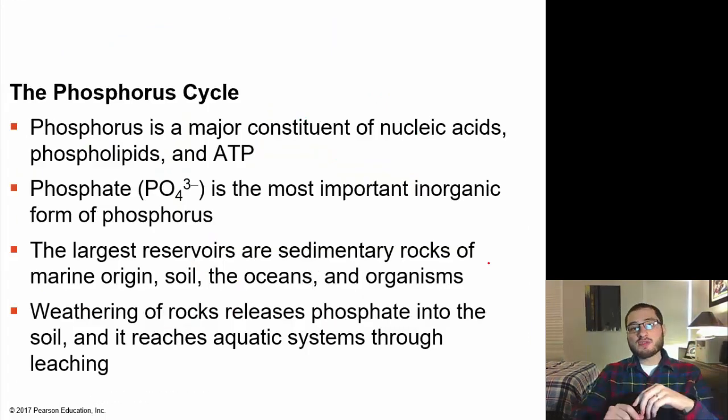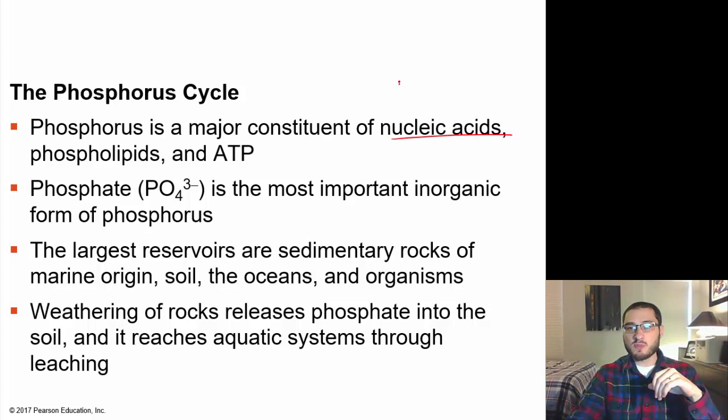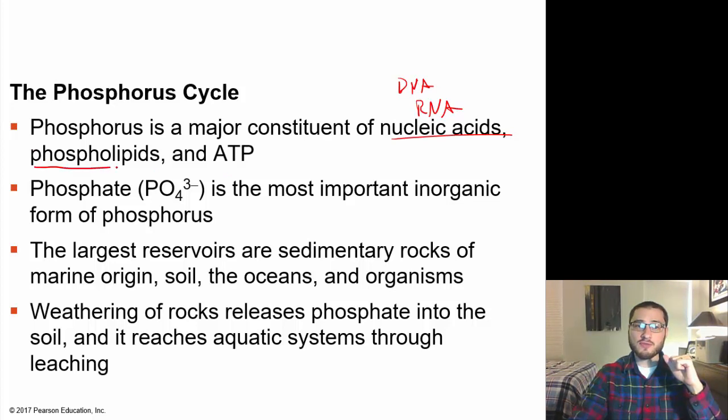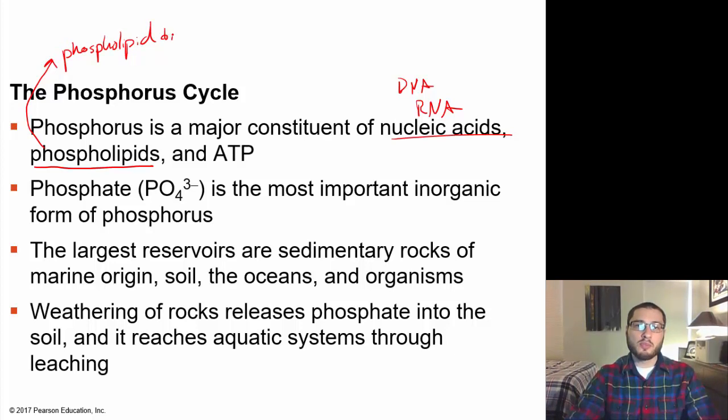Another one is the phosphorus cycle, where phosphorus is a major component of nucleic acids. So remember, again, it's important for us to have for DNA and RNA, but then also for our phospholipids, right? Where do we see that? Don't forget about our phospholipid bilayer. What's that? Well, that's our cell membrane.